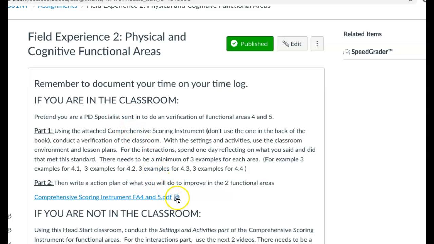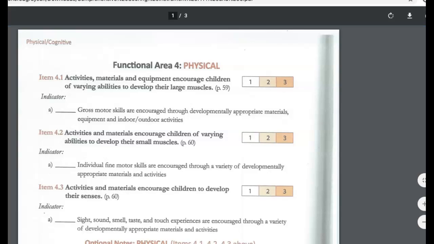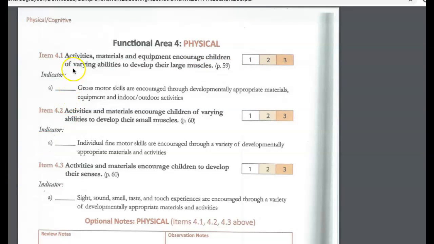So here is the actual comprehensive scoring instrument. I've scanned the pages that you need. If you want to look at the original one, it's in the back of your book, but don't write on that because that's the one that your actual PD specialist is going to use on you. So here is the first area, which is over settings and activities. And so, activities, materials, and equipment encourage children of varying abilities to develop their large muscle. And go to page 59 if you want to see examples of what that looks like.